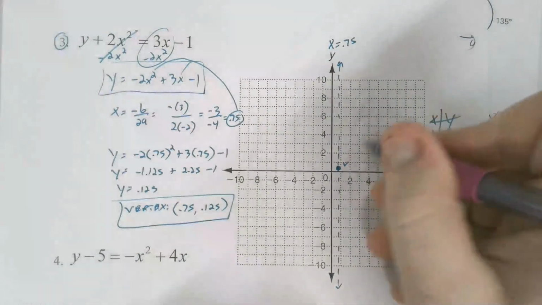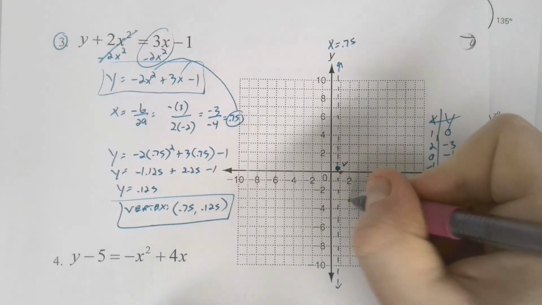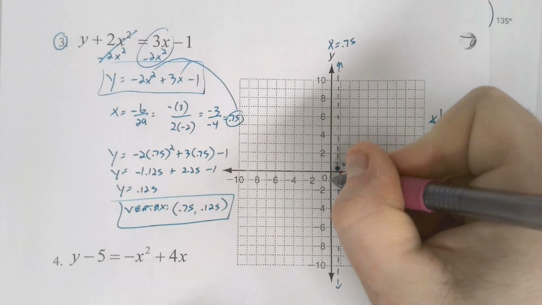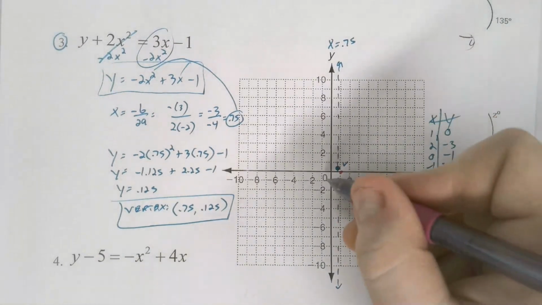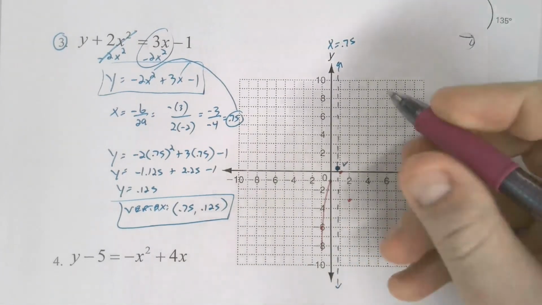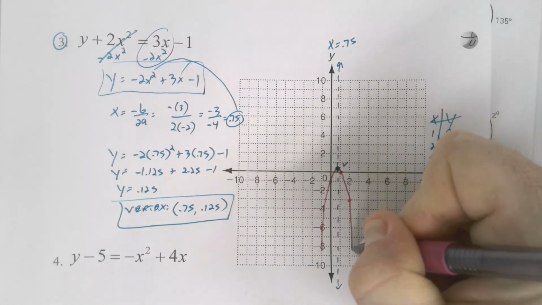Okay, so 1, 0 is right here. 2, negative 3 is right here. 0, negative 1 is there. And then the last one, negative 1 down 6 is right here. So your parabola looks like this. Goes up through the vertex and back down.